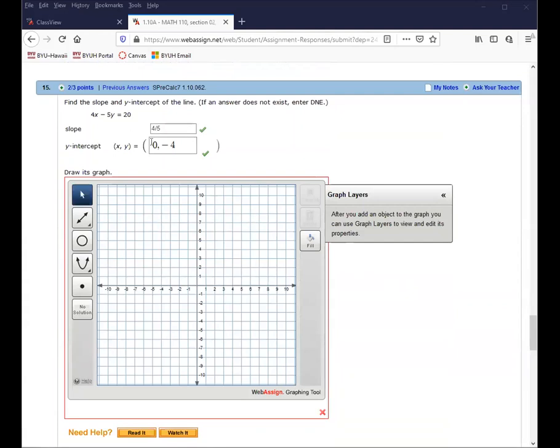Okay, so the slope is 4/5 and the y-intercept is (0, -4). Okay, so again, you come over here, select the line tool. You want to put the y-intercept in first. That's (0, -4), so down here. Now for the slope, it's 4/5. So starting from that point, it's rise over run. Rise is 4, run is 5. So you go up 4, across by 5, and that's going to be another point on the graph.